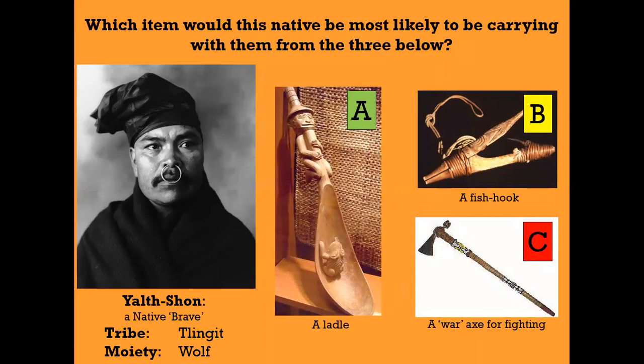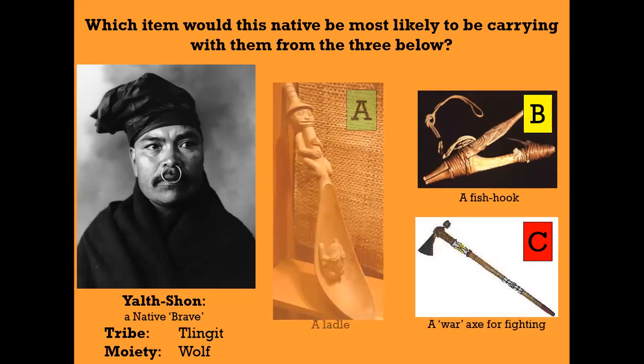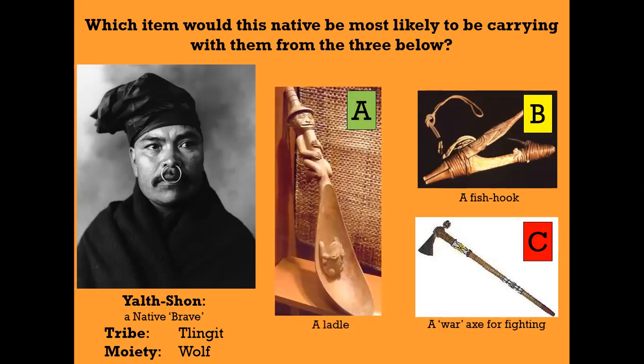Now, if you go back to the worksheet that I asked you to print out, or at least have with you when you're doing this video, you'll have noticed that wolves in the Tlingit tribe are able to be traders, explorers, and cooks. Now, traders and explorers and cooks are unlikely to carry a war axe for fighting. They're unlikely to carry a fish hook, but they are very likely, if they're cooks, to carry the ladle. You've got to work through a number of things there. So hopefully it shows whether or not you understand this.